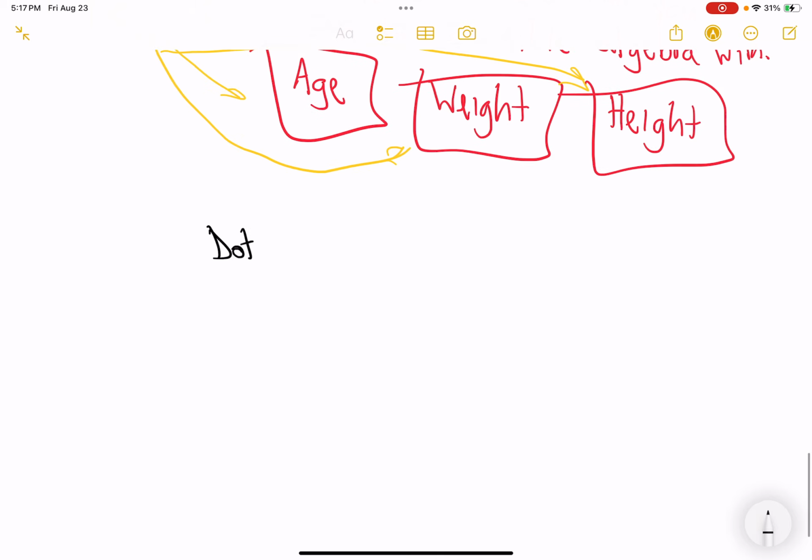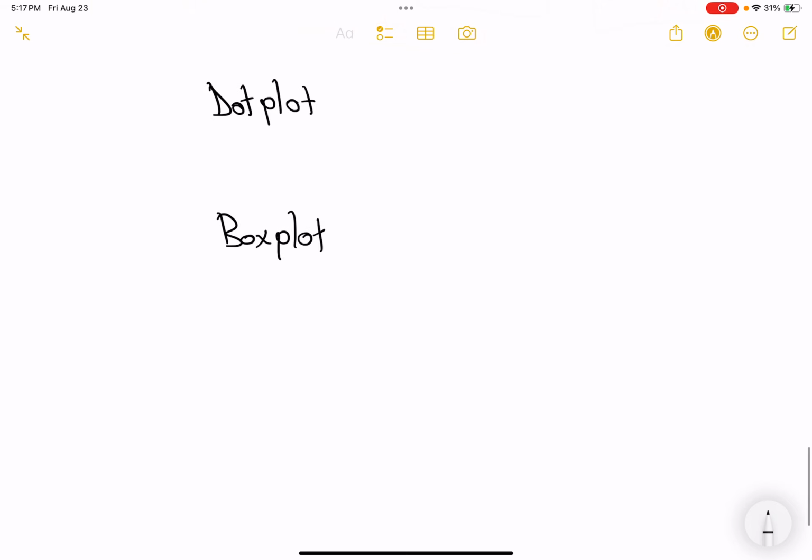We have the dot plot, the box plot, the histogram, and of course the stem plot. All right, let's rock and roll.